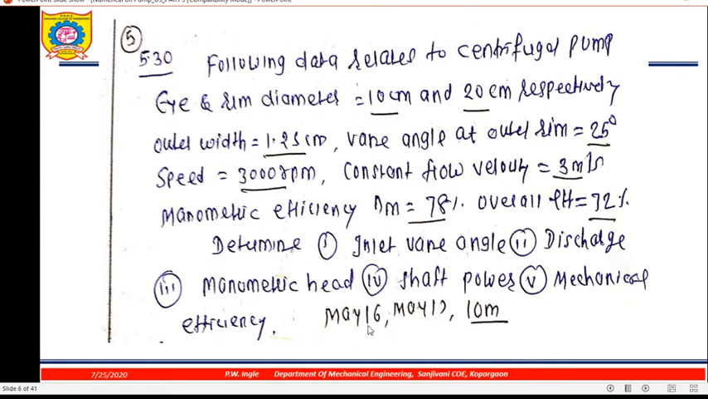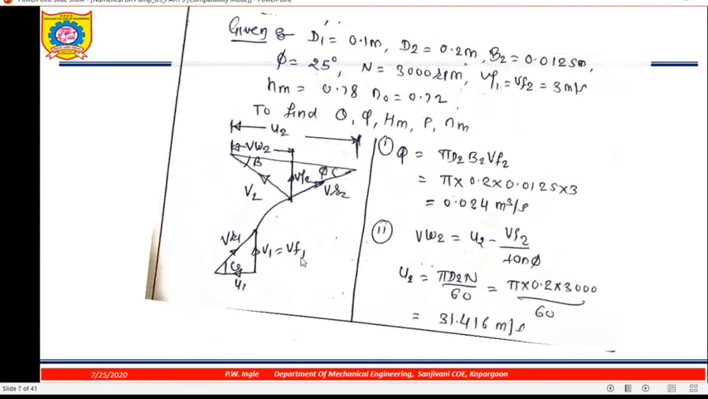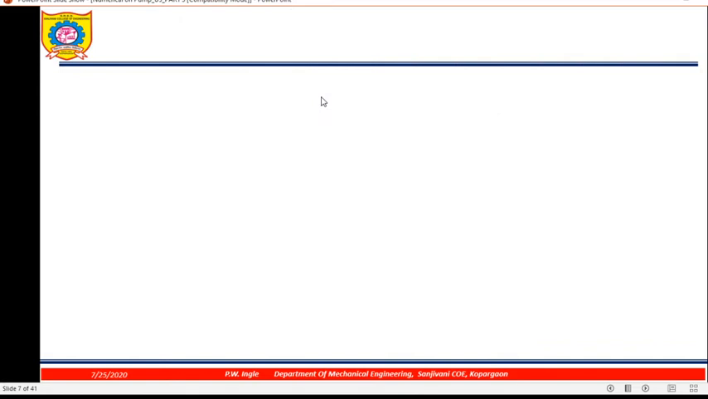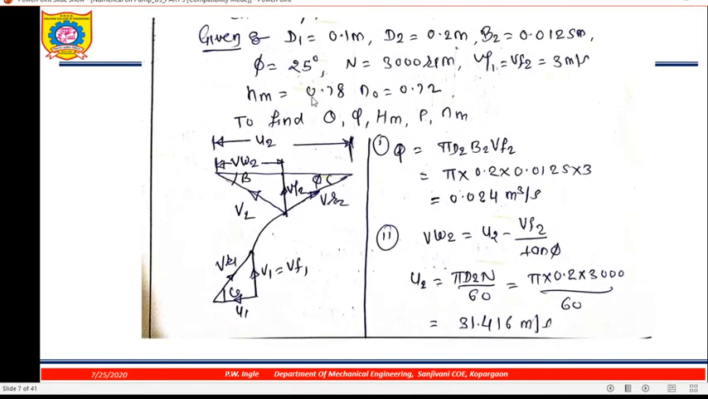This problem was asked in May 16 and May 17. So D1 is 0.1, D2 is 0.2, B2 is 0.0125 meter, phi angle 25, N is 3000 rpm, Vf1 equal to Vf2 equal to 3 meter per second. Then manometric efficiency 0.78, not mechanical, and overall efficiency is 0.72.